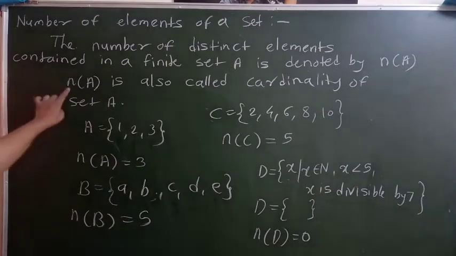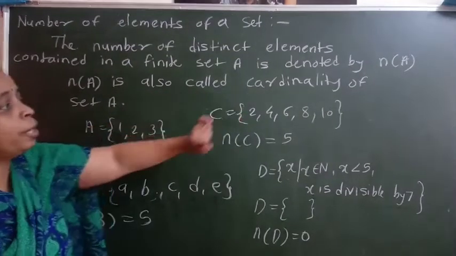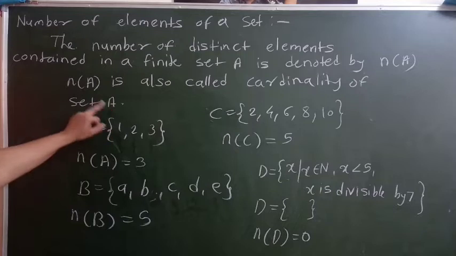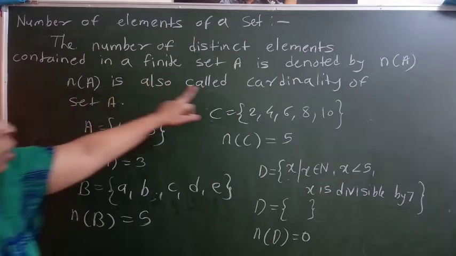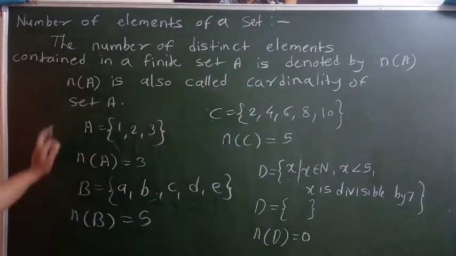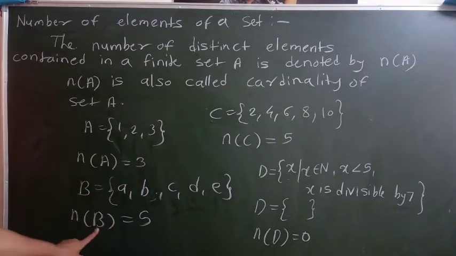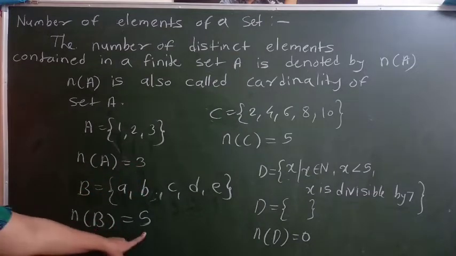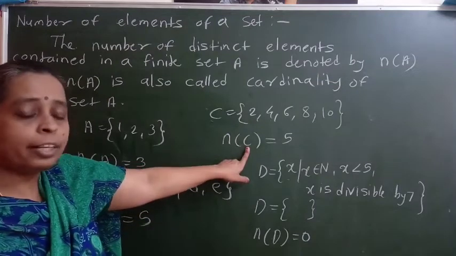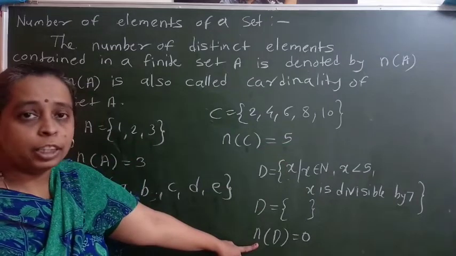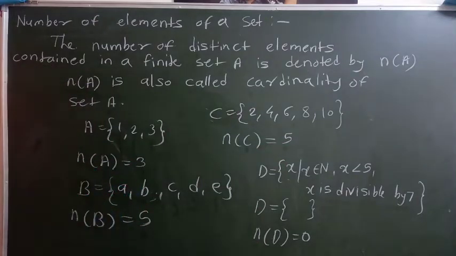Now again n of A is also called cardinality of that set A. So cardinality of set A is 3. Cardinality of set B is 5. Again cardinality of set C is 5. Cardinality of D is 0. So n of A is also called cardinality of that set.